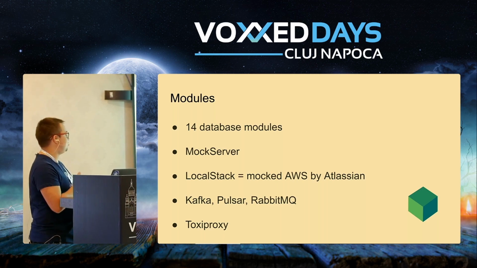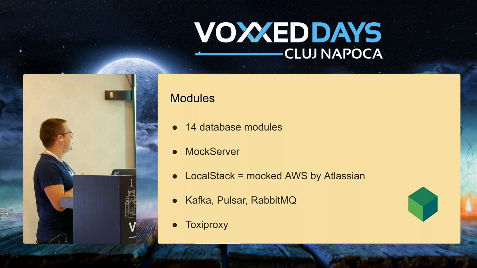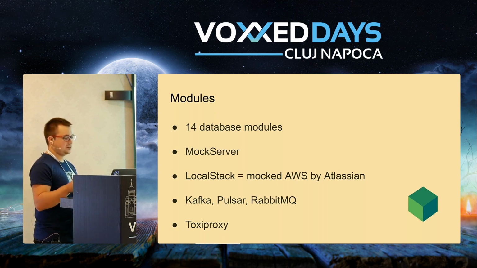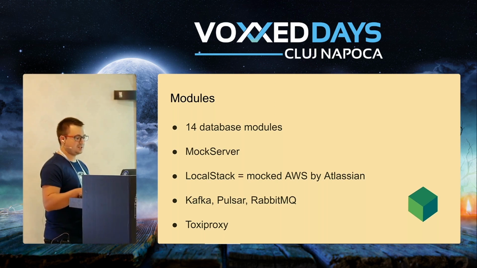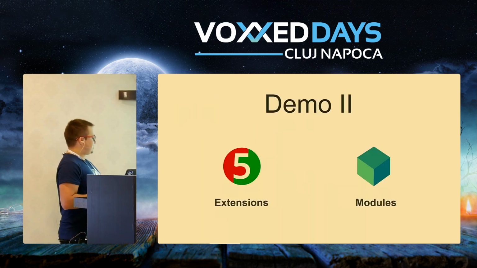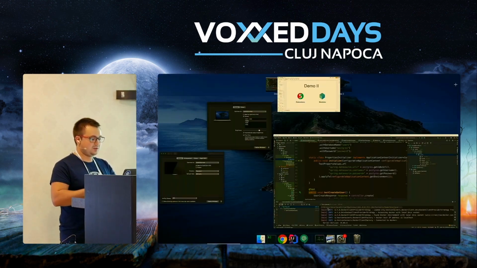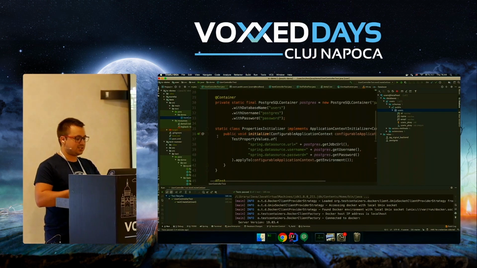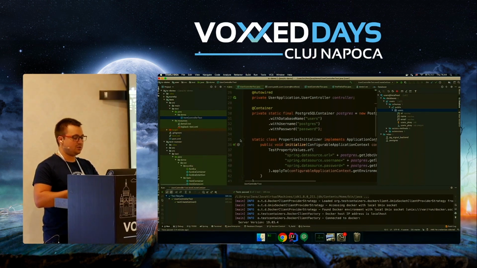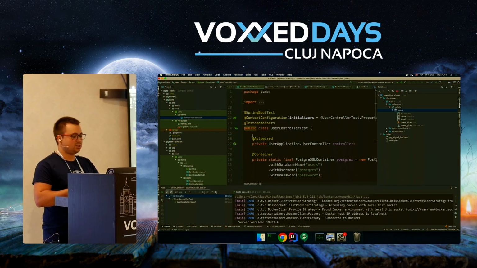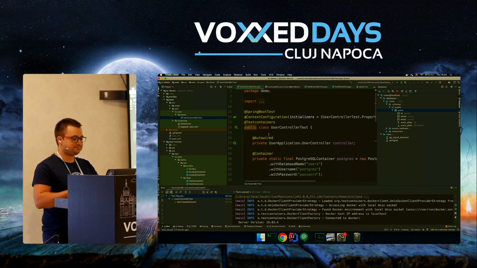So basically, if you don't find something you need inside the modules, you still can use a generic container, customize that, run that, and test against that. Or you can create a pull request and add that as one of the modules for Testcontainers. So let's have a second demo. It's actually not a demo. It's more about going deep into the JUnit 5 extension mechanism.